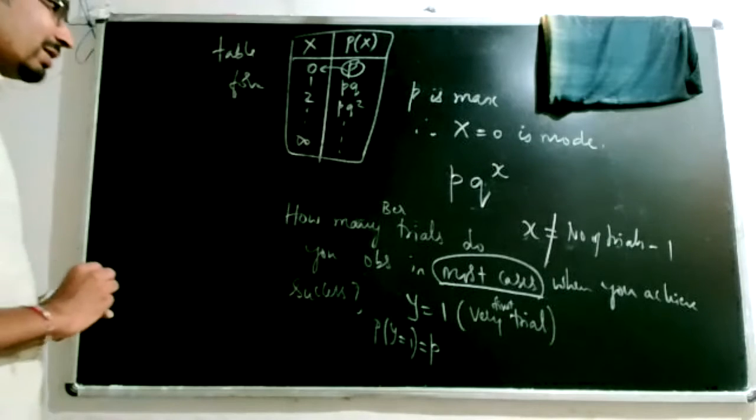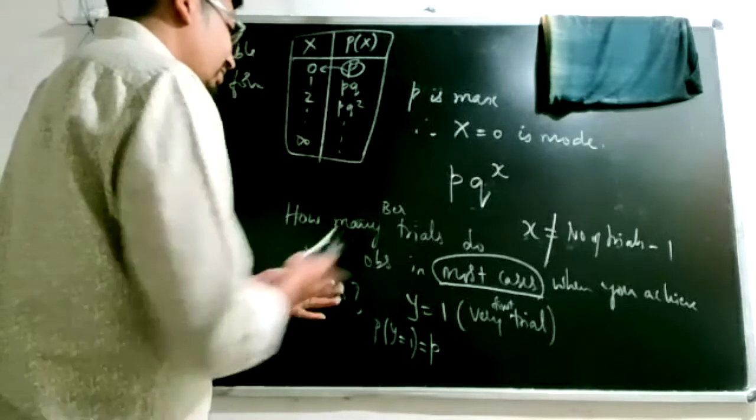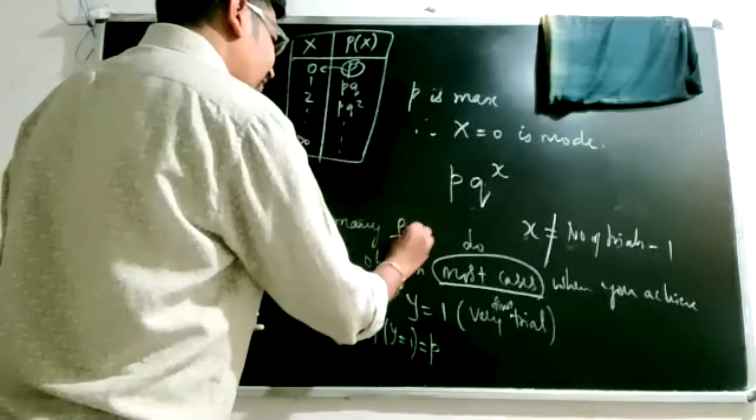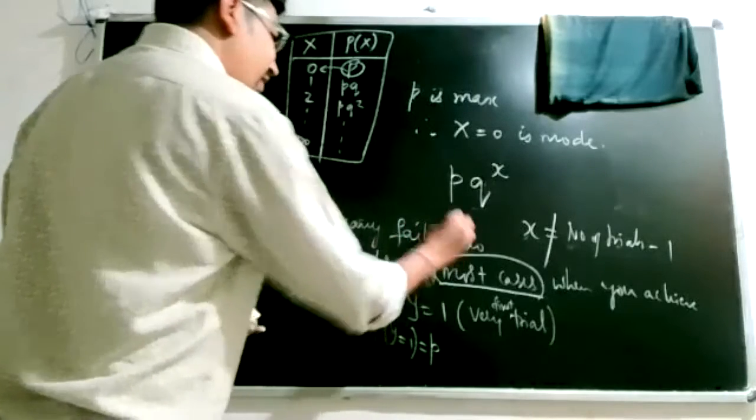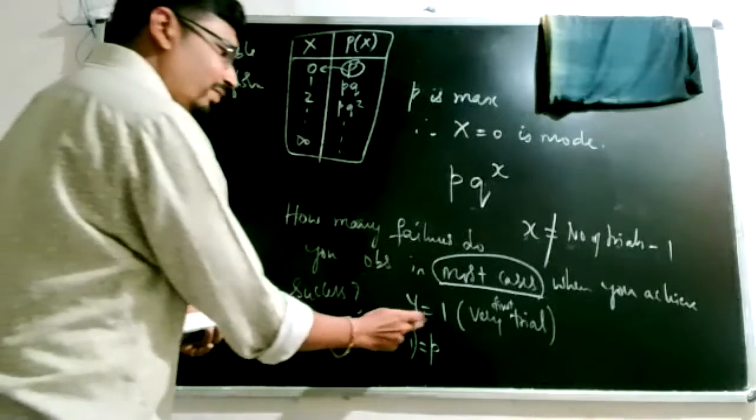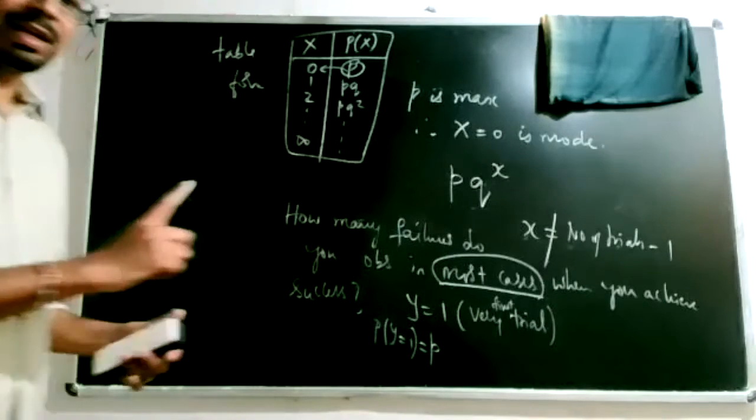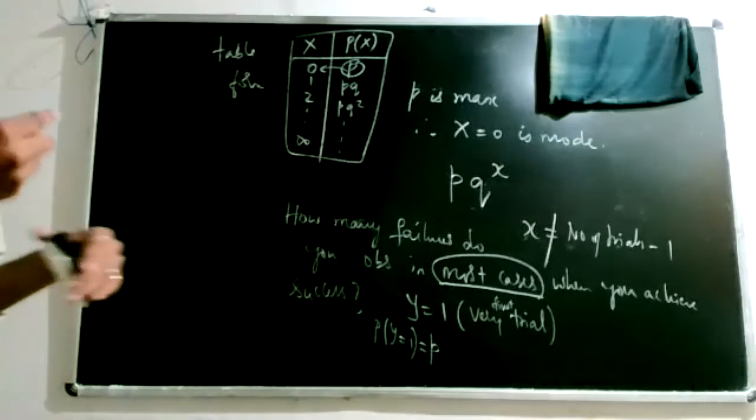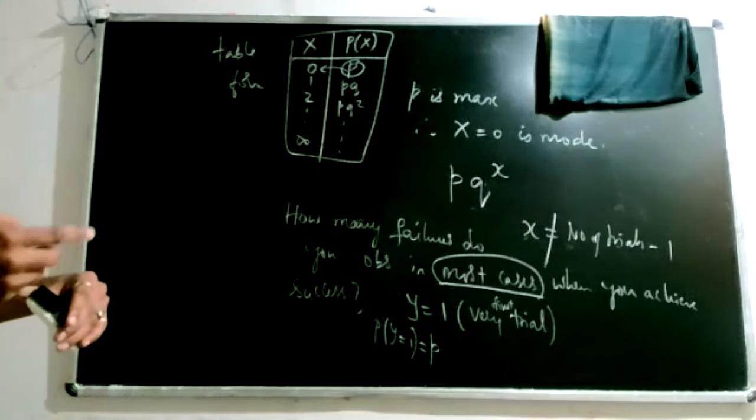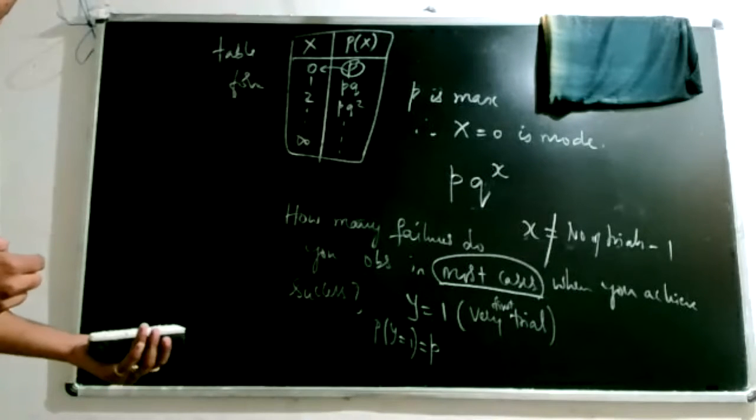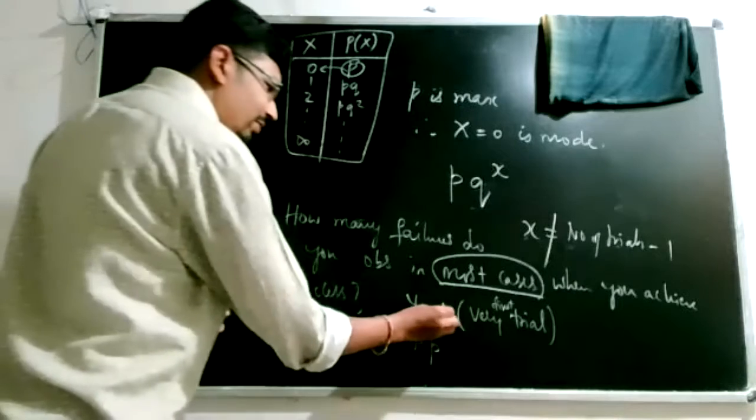Not in all cases. The second question is, how many failures do you observe before the success? Then we say, one day trial, very first trial alli nimge head baro chances ಜಾಸ್ತಿ ಇದೆ. So one day trial alli nimge heads baro chances ಜಾಸ್ತಿ ಇದ್ರೆ ಎಷ್ಟು failures ಮಾಡಿದೀರಾ? 0 failures ಮಾಡಿದೀರಾ?